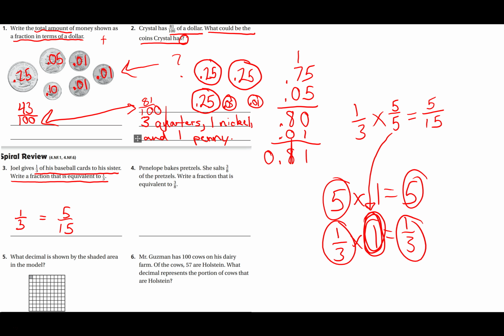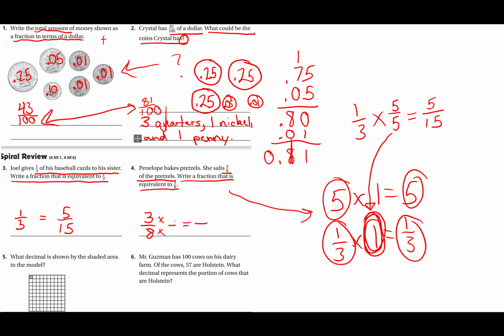Okay, number 4. Penelope bakes pretzels. She salts 3/8 of the pretzels. Write a fraction that is equivalent to 3/8. So I'm going to let you use the same strategy that we used for number 3 to solve that one on your own. So you're going to do 3/8 times some fraction that's equal to 1, and that's going to give you a fraction that's equivalent. Remember, the numerator and the denominator have to be the same.